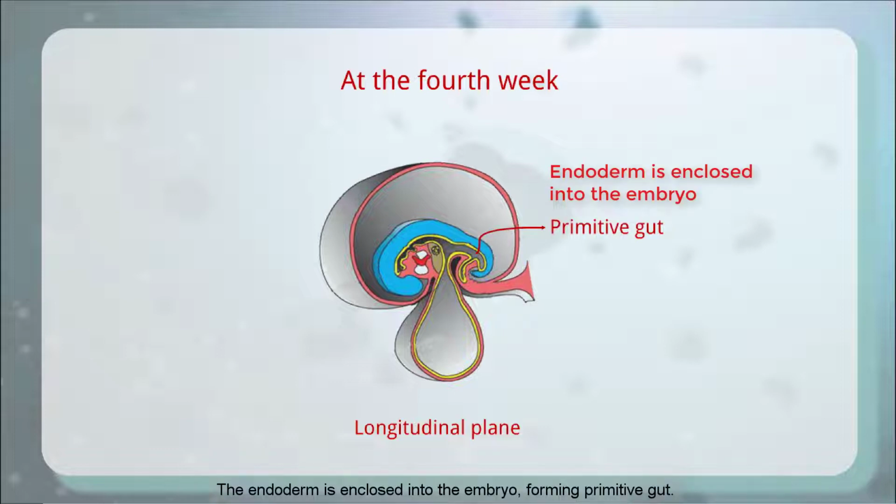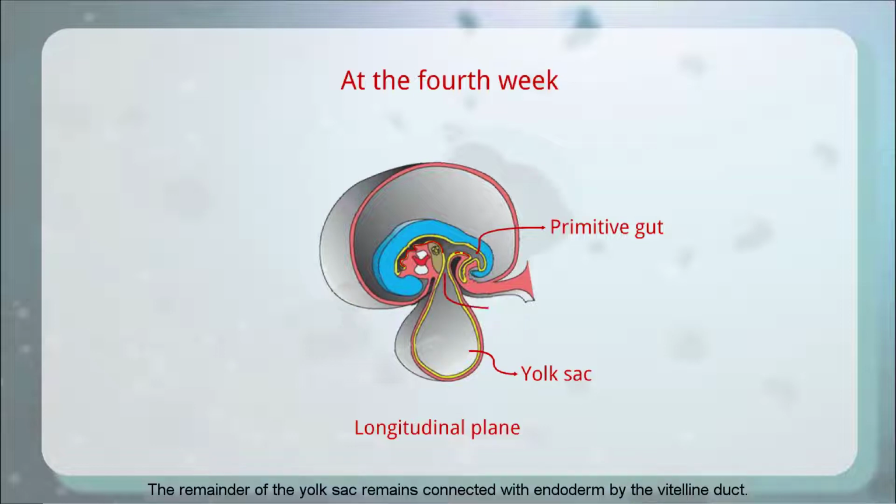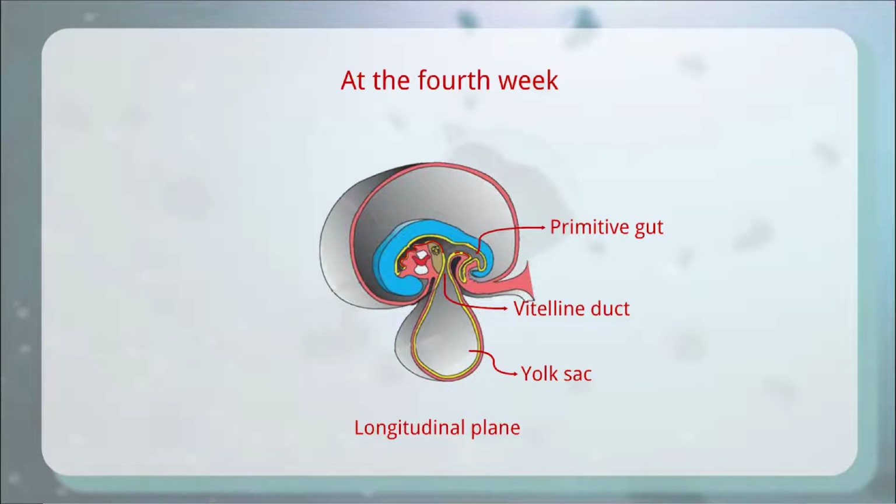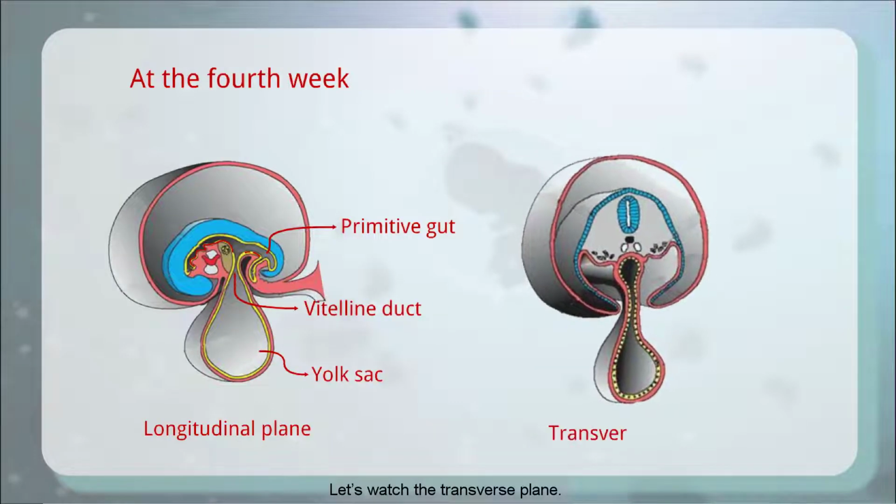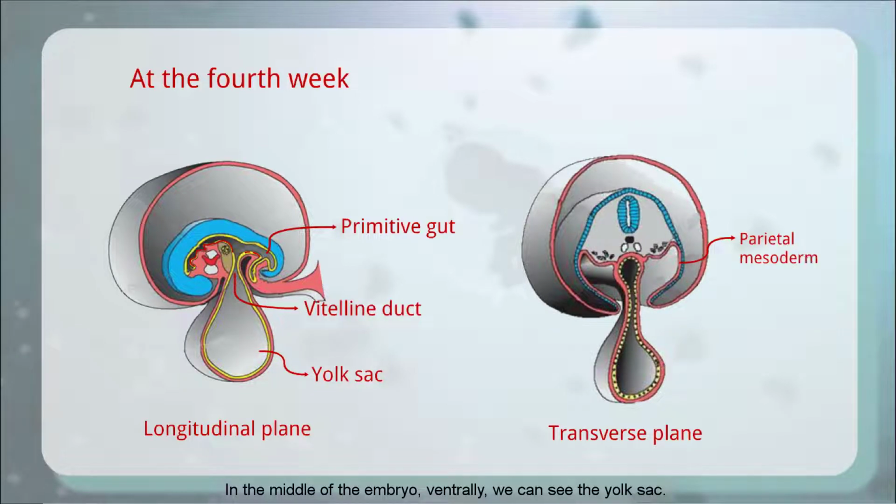The endoderm is enclosed into the embryo, forming the primitive gut. Part of the endoderm of the yolk sac is incorporated into the primitive gut. The remainder of the yolk sac remains connected with the endoderm by the vitelline duct. Let's watch the transverse plane. In the middle of the embryo, ventrally, we can see the yolk sac.